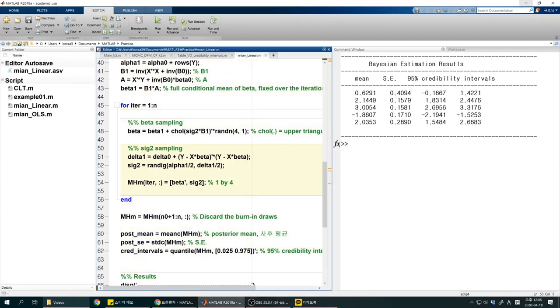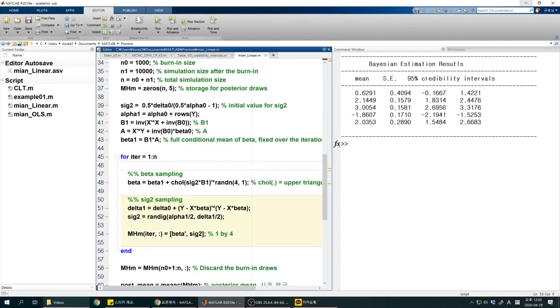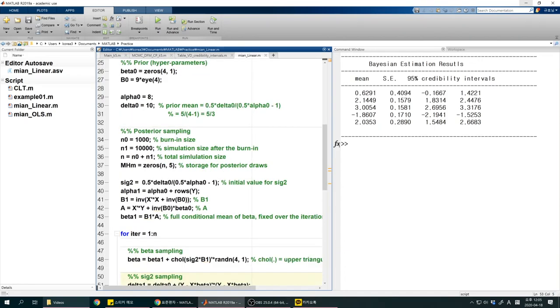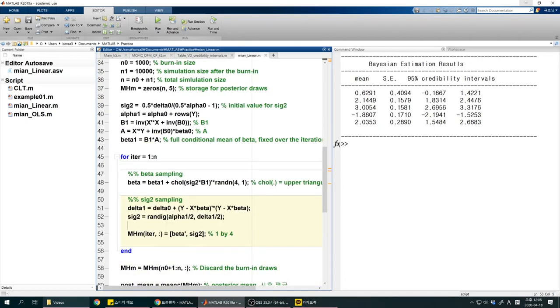Okay, so then how is your code running? All right, it runs well, right? So then let me introduce another way of reporting estimation results.